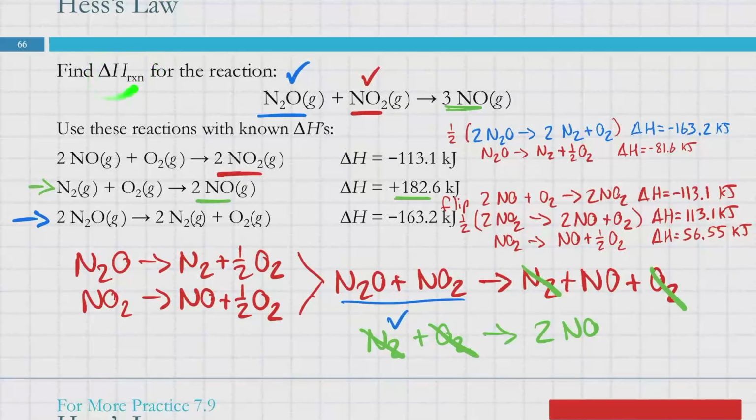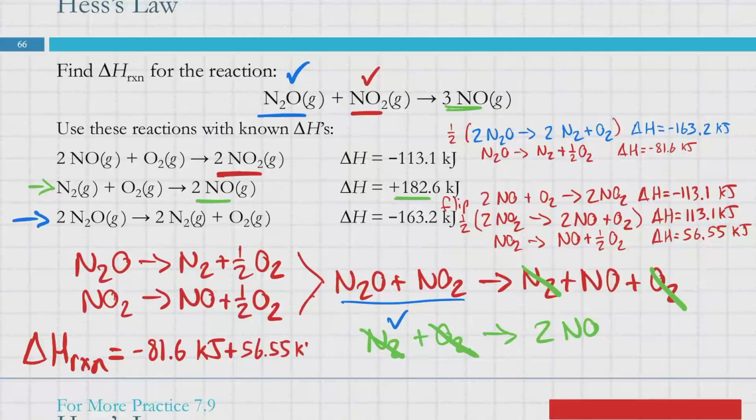So then our delta H for the reaction is the delta H for these two reactions that we added, and we had calculated those previously, plus the third one. So our delta H of the reaction is negative 81.6 kilojoules plus 56.55 kilojoules plus 182.6 kilojoules.